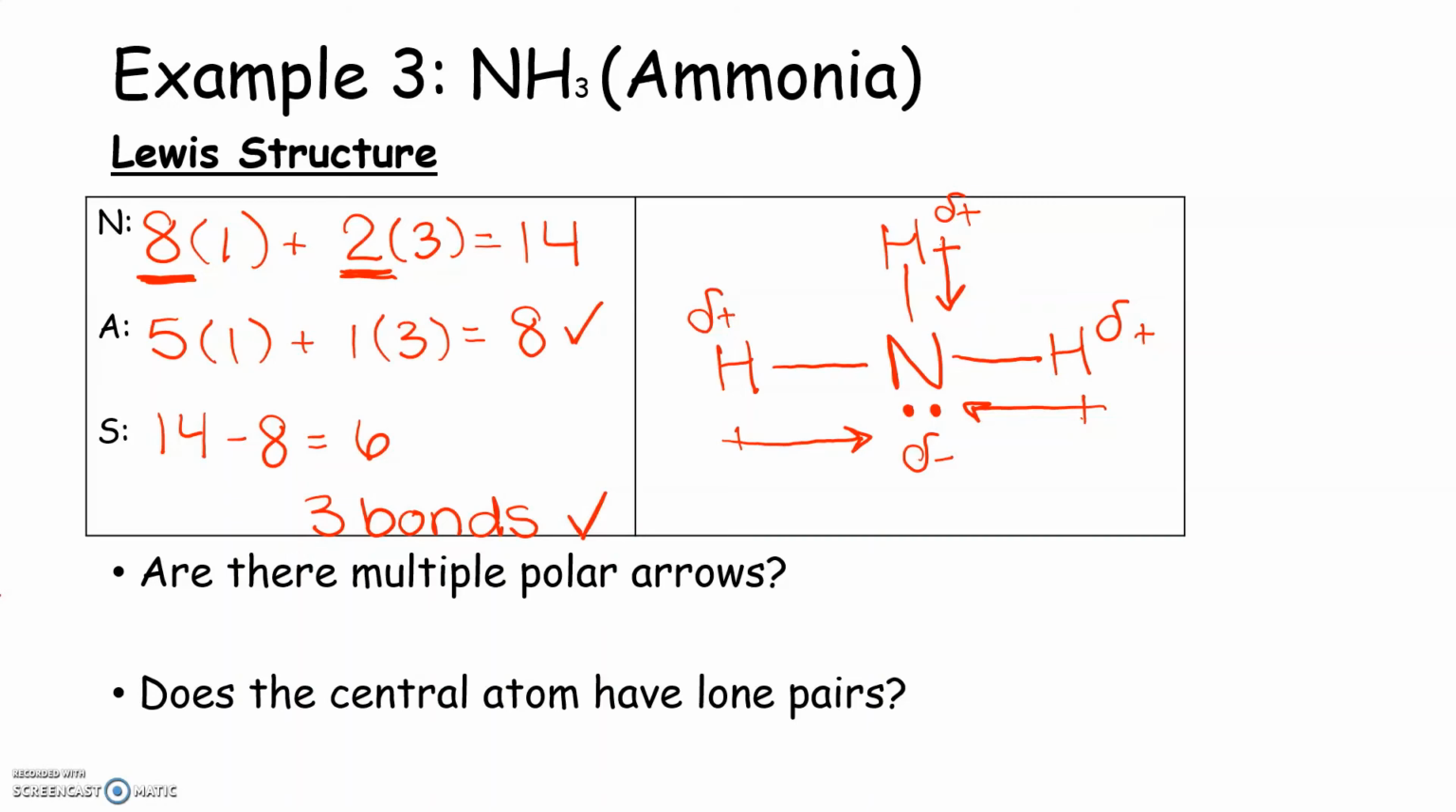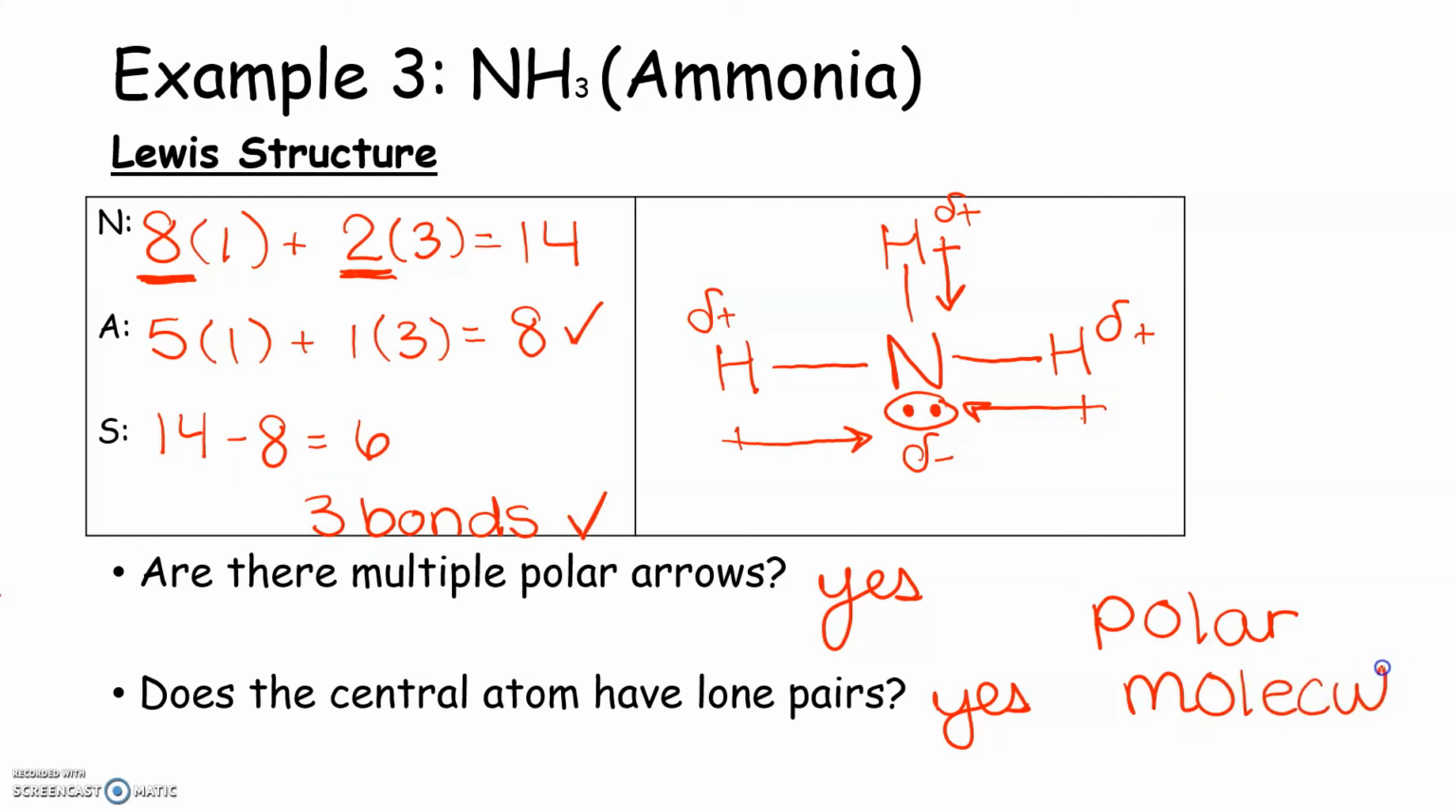So now that I know it's polar bonds, I'm going to ask myself the following questions. Are there multiple polar arrows? The answer is yes. Does the central atom, which is nitrogen, have lone pairs? Well, the answer is yes, it does. It has 2 electrons by itself around it. So, because of these lone pairs, this is a polar molecule. If there were no lone pairs, because there were multiple dipole arrows, it would be nonpolar, but these lone pairs here make it a polar molecule.